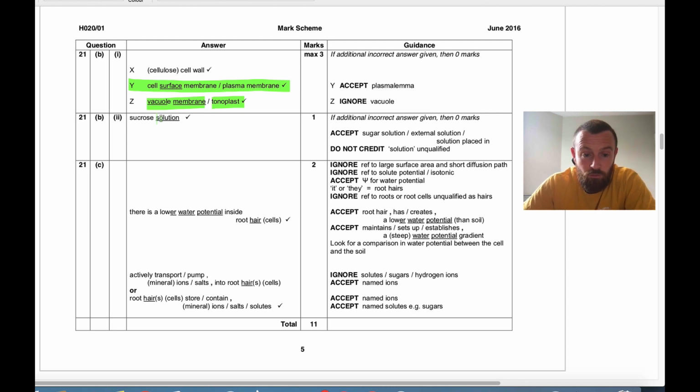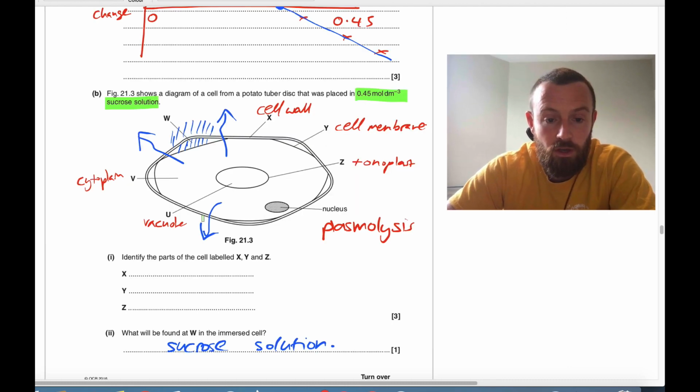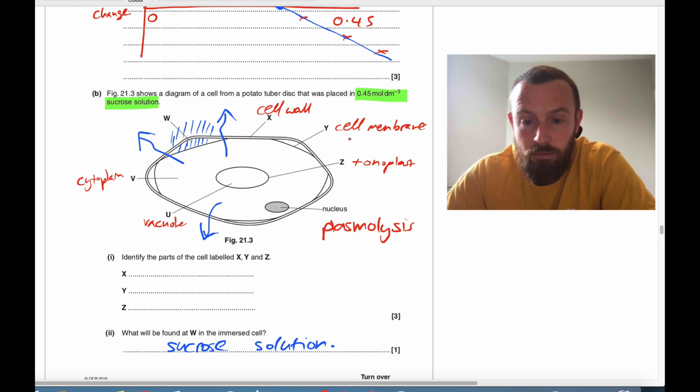You do need that solution. Really focus on the mark scheme. The underlined words are the most important thing. You've got to hit those underlined points. So: cell surface membrane. Cell surface membrane.